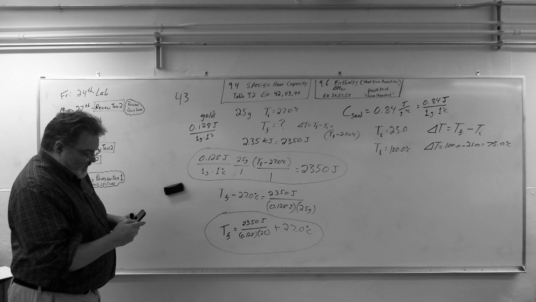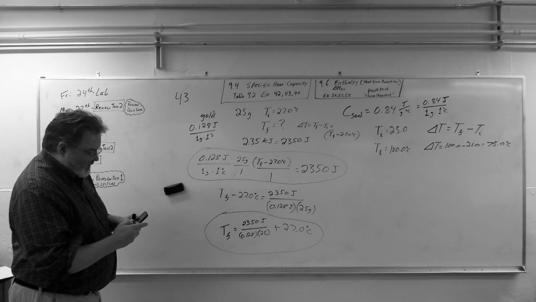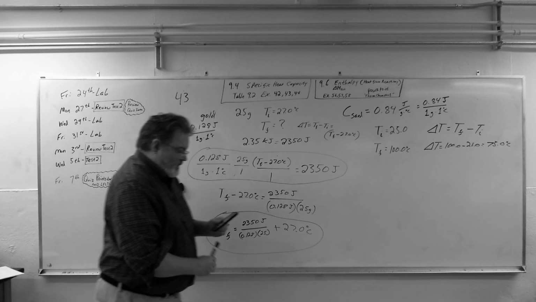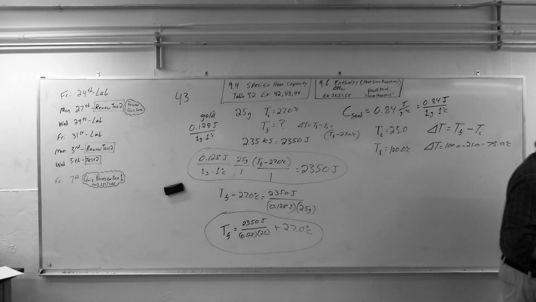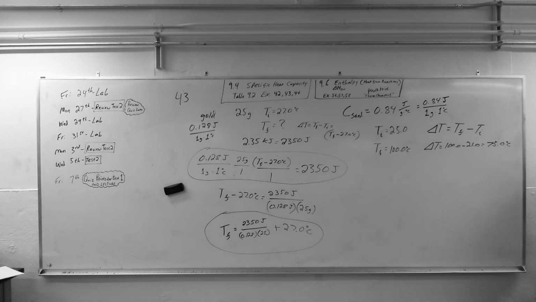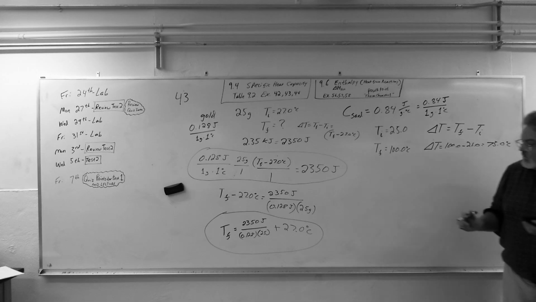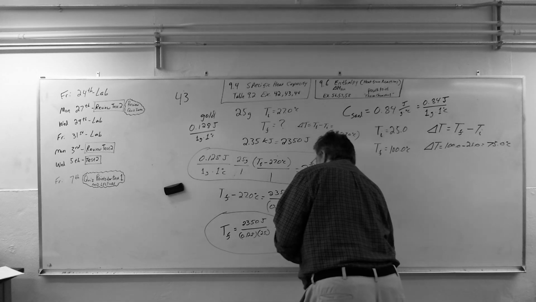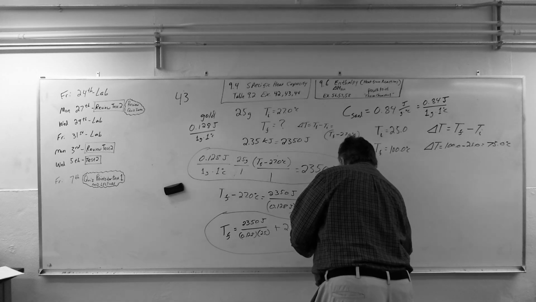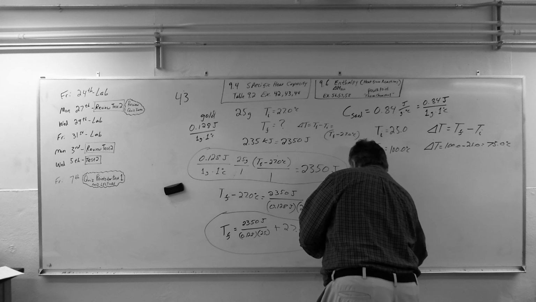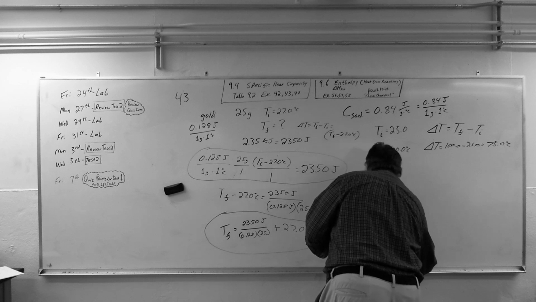2350 divided by 0.128 divided by 25. No, mine's off a little bit. Oh no. Plus 27. Oh, I'm right. What I get from that for T final is 761.375 degrees C.